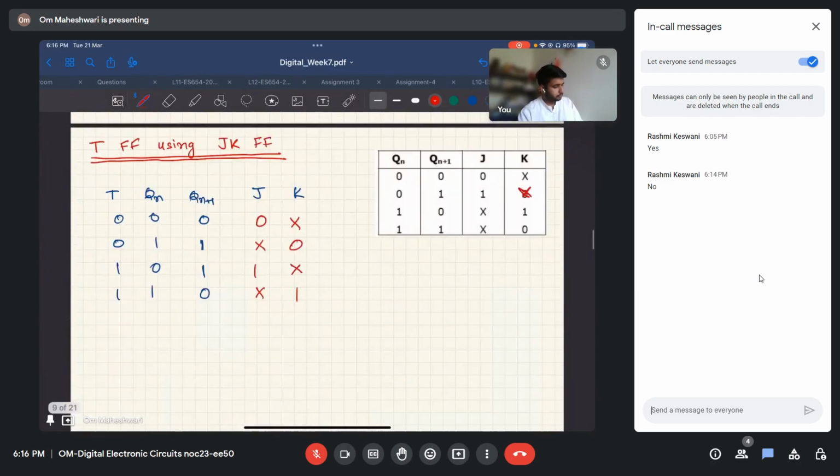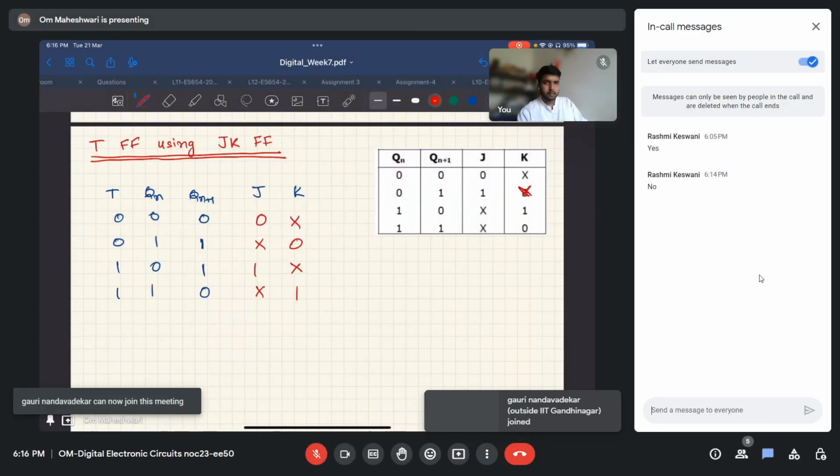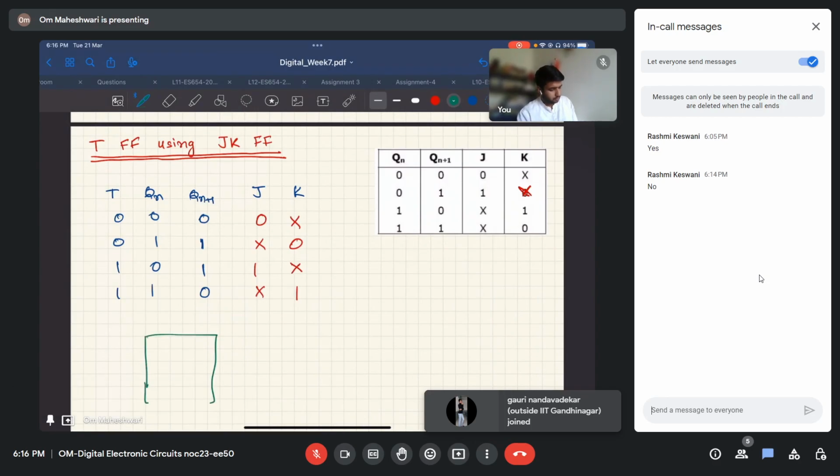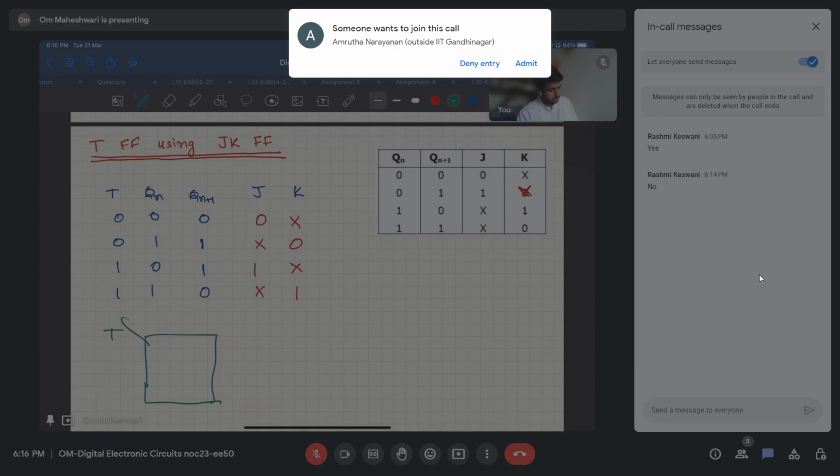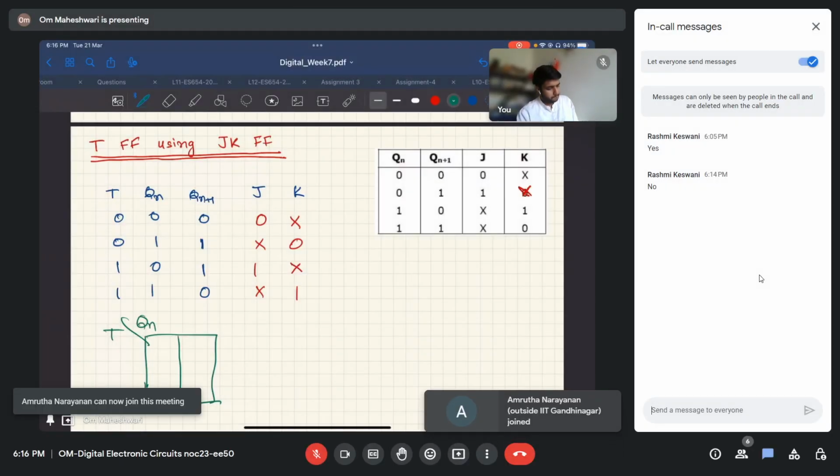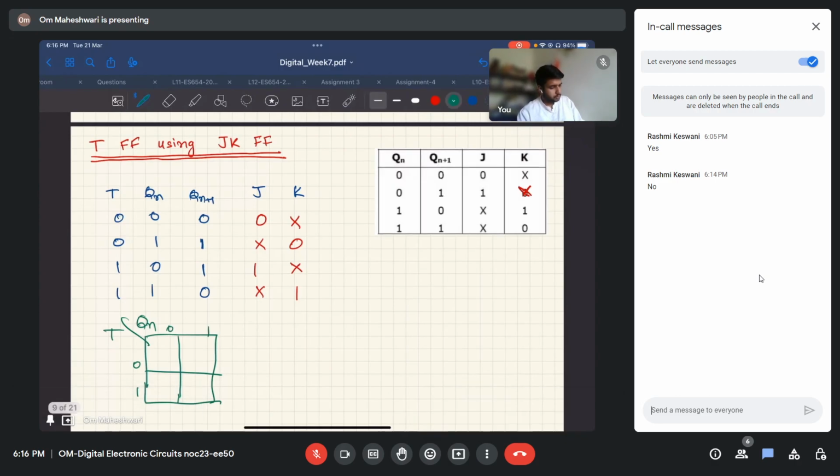Okay, so again, now what we have to do is we have to make the K map. So we have to make two K maps actually. One for J and one for K. Right.